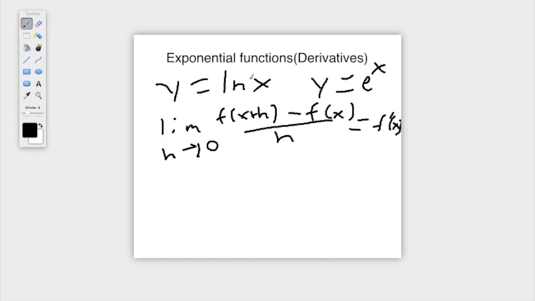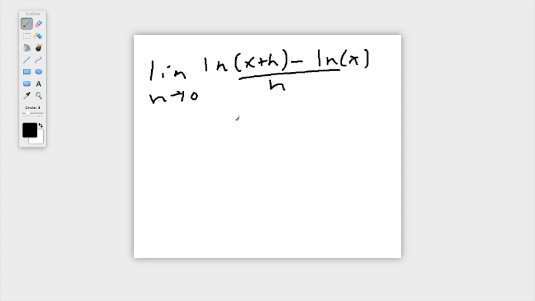So let's start with ln x using the formal definition. Alright, so we plug in ln x for f of x, so the limit as h approaches 0, ln of x plus h, minus ln x, all over h. So if you remember from the logarithmic properties, if you have ln a minus ln b, that is the same thing as ln a over b. So we can condense this into a single natural log.